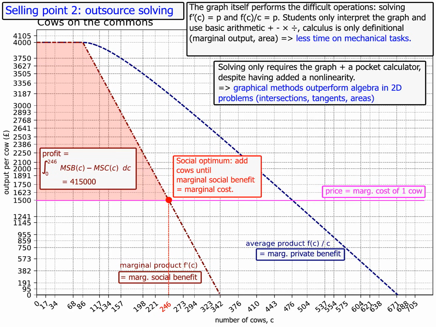basic arithmetic. They can solve the entire exercise with the graph and a pocket calculator, even though the graph first rewrite introduced a nonlinearity. Graphical methods are simply more powerful than algebra for two-dimensional problems, and outsourcing the solving allows instructors to let students use more powerful methods, reducing the amount of mechanical work.